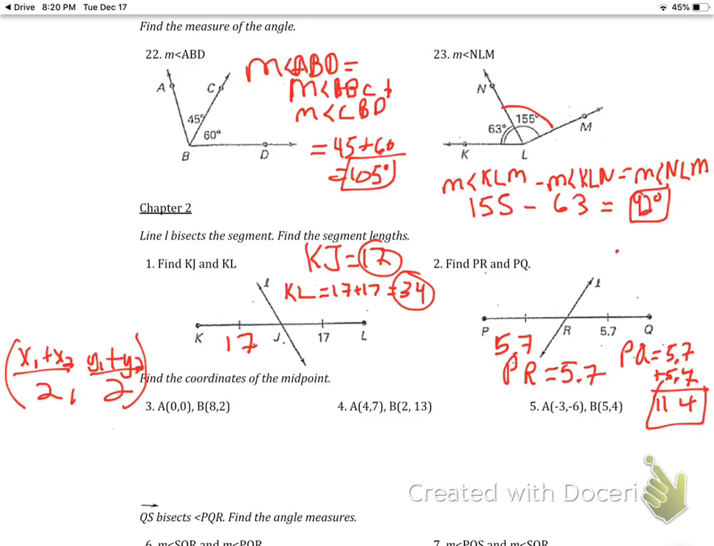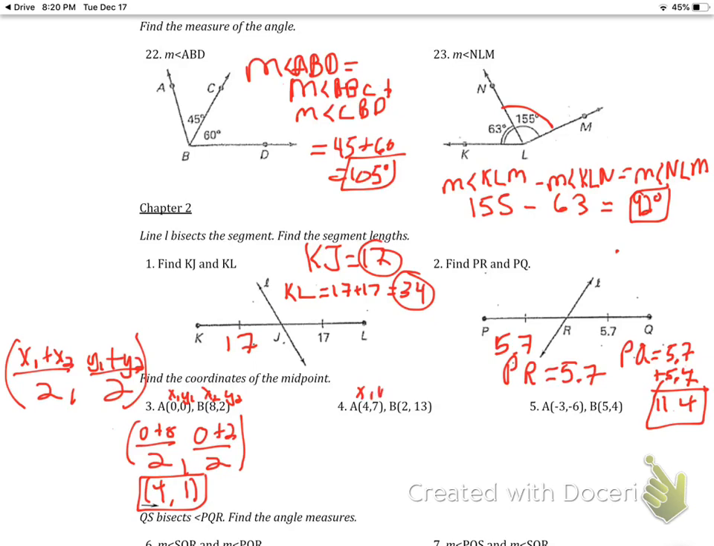So I know that some of you guys are still confused at this. So remember, this is x1, y1, x2, y2. Goes in alphabetical order. So if we're going to do our x1, we have 0 plus 8 divided by 2. And then y1 is 0 plus 2 divided by 2. So 0 plus 8 is 8 divided by 2 gives me 4. 0 plus 2 is 2 divided by 2 gives me 1. So 4 comma 1.